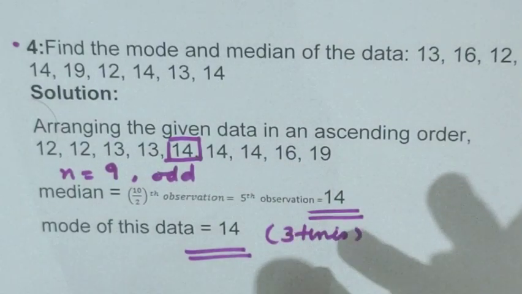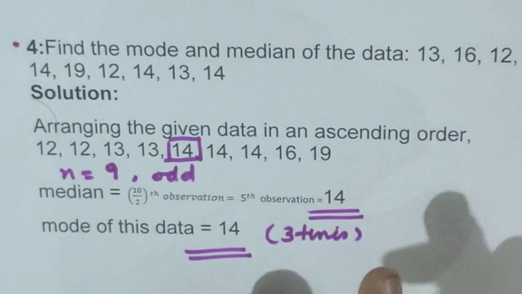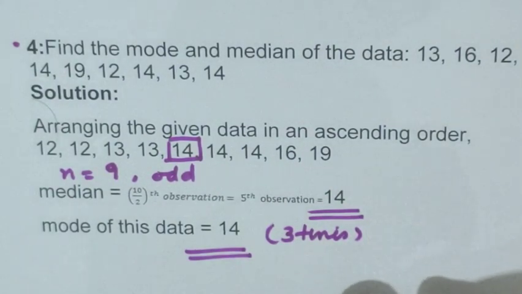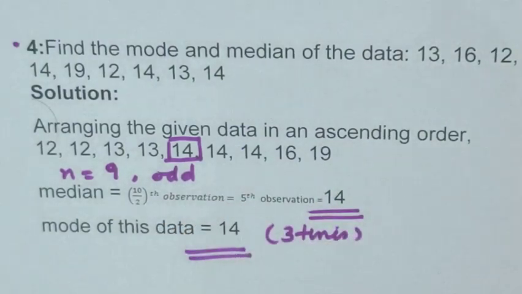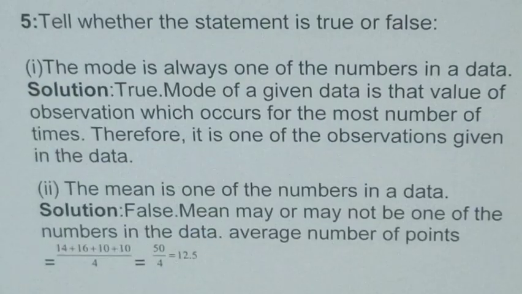This is the 4th sum, so I have done it directly. You must write the formula, just count and write the number of observations. If it is odd, what is the formula to be used? According to that you should use it. So median is 14 and mode is also 14.